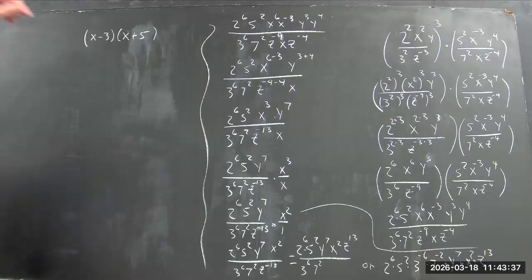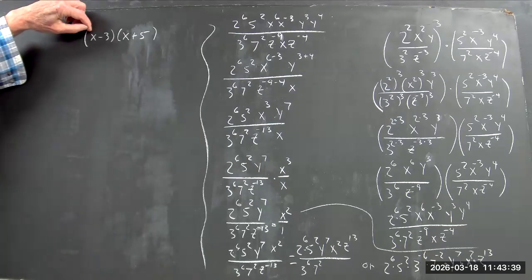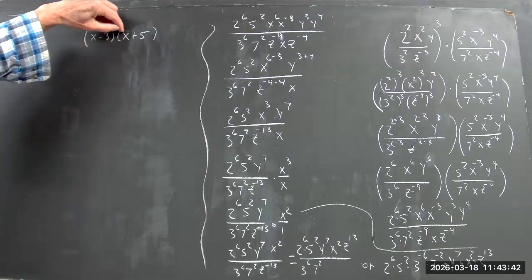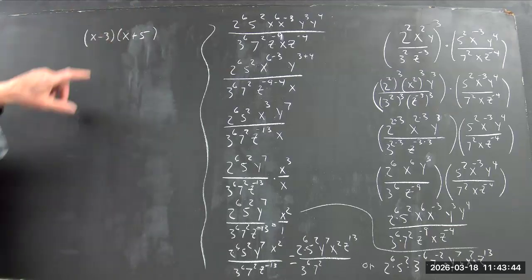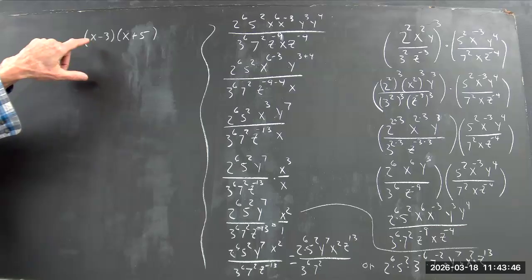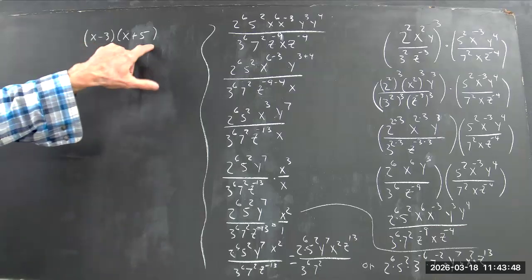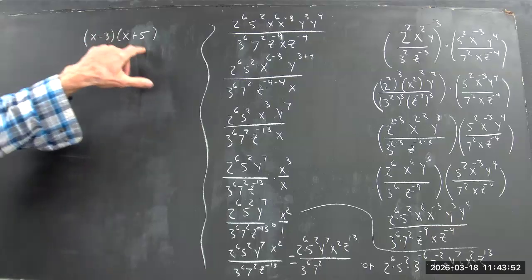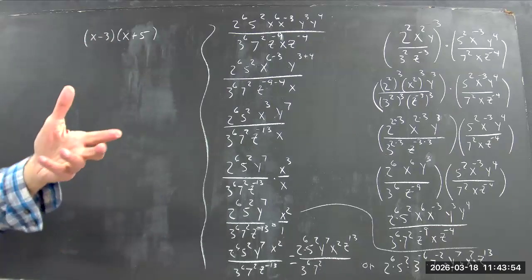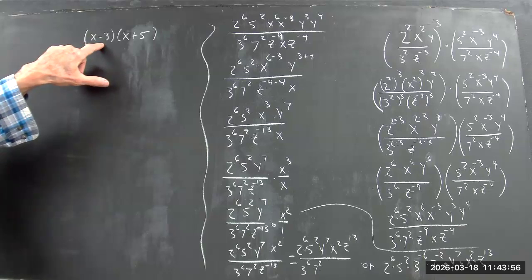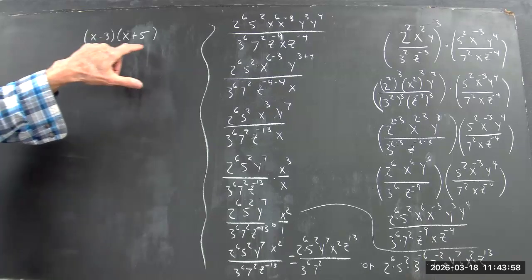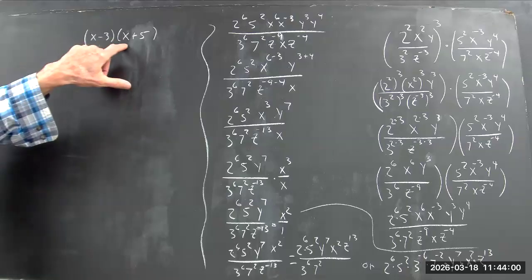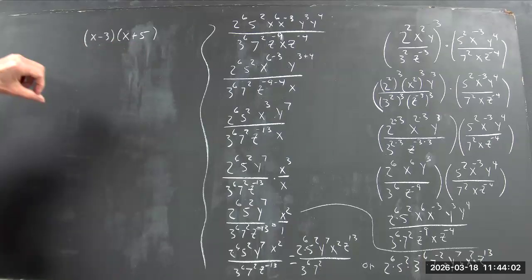The big point here is that the x here is going to multiply this x, it's going to multiply the 5. In other words, the x is part of what multiplies x plus 5. So x is going to have to multiply x, and x is going to have to multiply 5. And the negative 3 is multiplied by the x plus 5. So it's multiplied by the x, and it's multiplied by the 5.